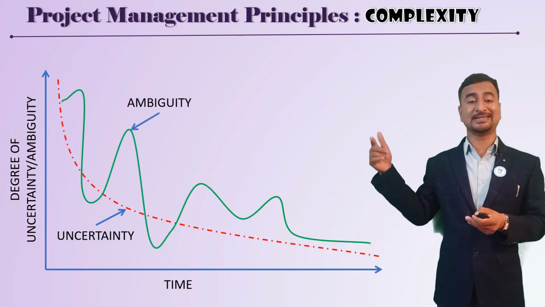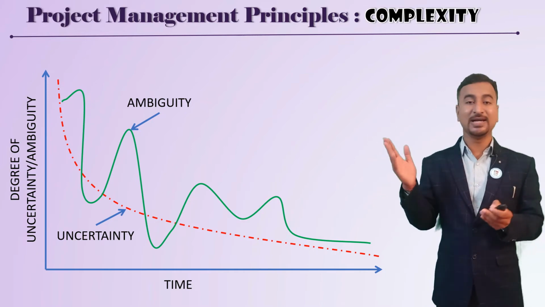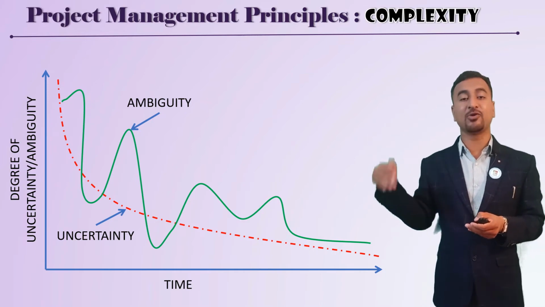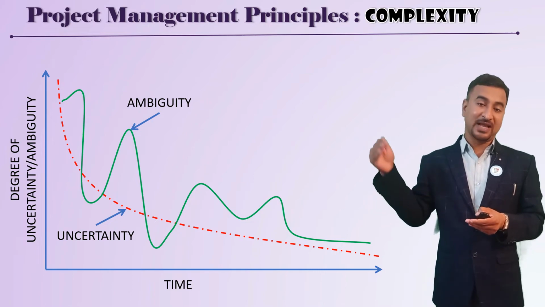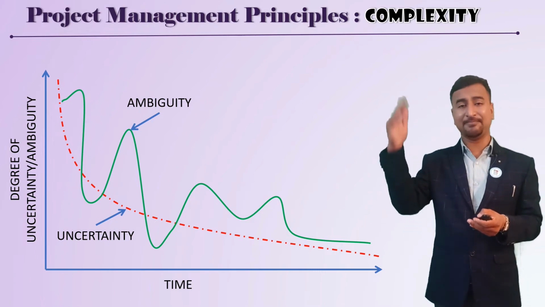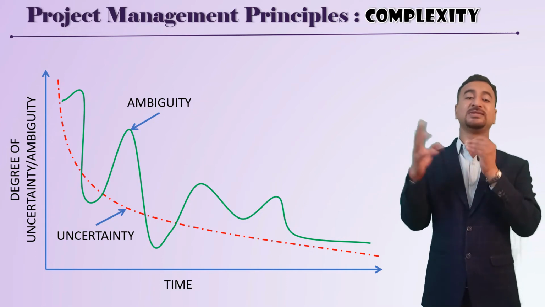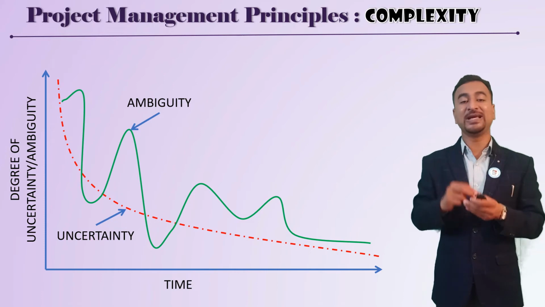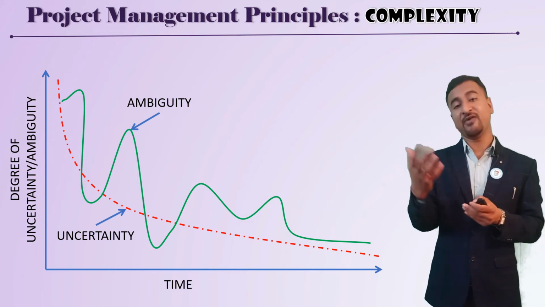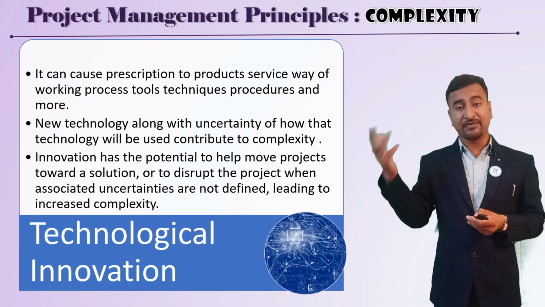But the green X is showing your ambiguity. So that is completely different. There is no correlation that your ambiguity might be high at the beginning and low at the end. It may fluctuate like this. It's too volatile. So this is how the ambiguity and the uncertainty behave in the project environment, and how you can reduce that, we will discuss.